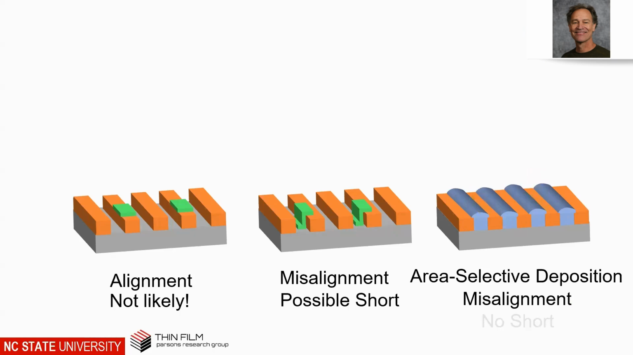So you notice that? How do I do this? I'm going to create a patterned film using chemistry. I'm going to only form the film where I want it. And that allows us to have a little bit of misalignment and still survive.